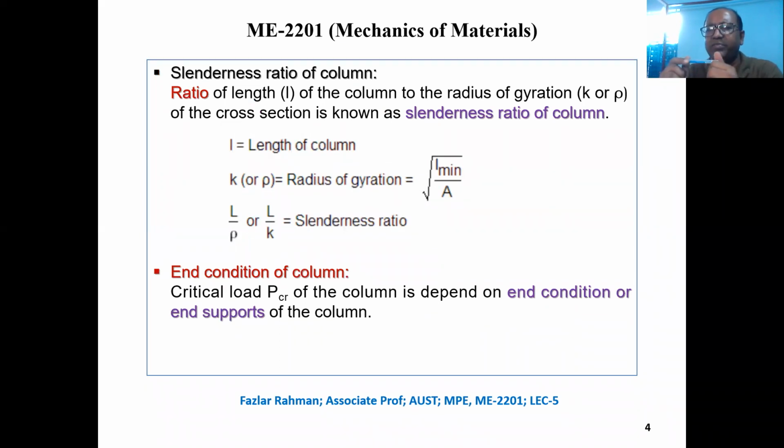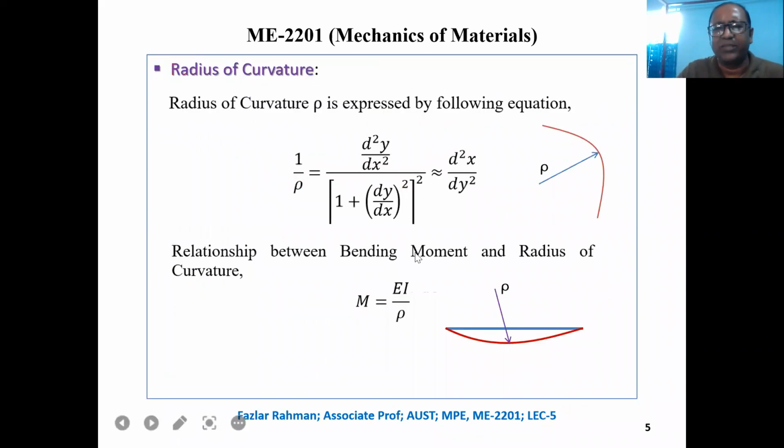Now, if this is fixed, if I hold it like that, what does it mean? That means it cannot move along the X axis, it cannot move along the Y axis, and also it cannot rotate. That is called fixed support. So if the column end is fixed, obviously it carries more load, and if the column end is pinned, it will carry less load than the fixed end column. Okay. So just remember that depending on the end condition, the column load varies.